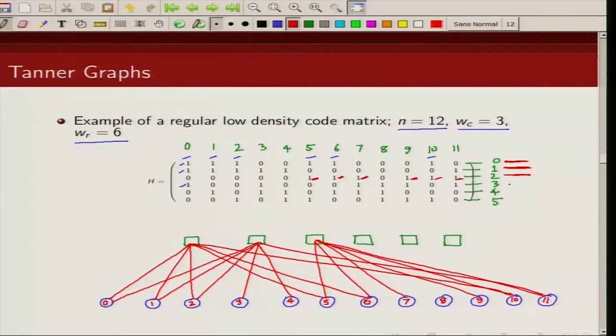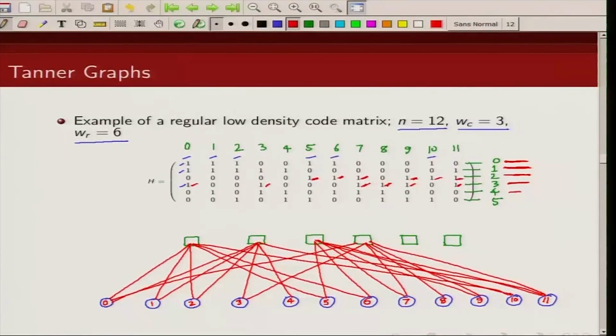Okay. Similarly, for this parity check constraint, bit number 0 is participating. So, you have an edge from here to here, then bit number 3 is participating. So, there is an edge from here to here, bit number 7 is participating. So, there is an edge from here to here, bit number 8 is participating. So, there is an edge from here, bit number 9 is participating. So, there is an edge from here to here, and bit number 11 is participating. So, there is an edge from here to here.